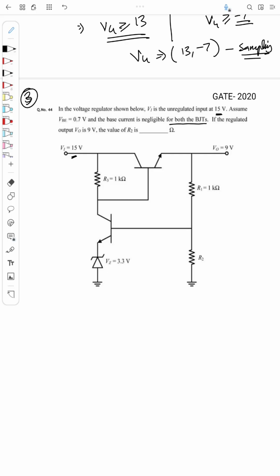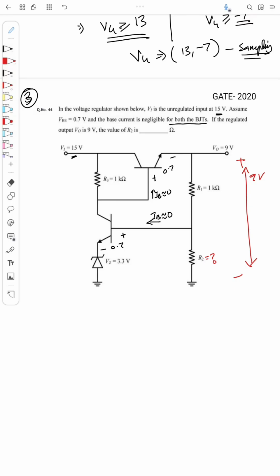So for both the BJTs, VBE is 0.7. So here it is 0.7 volt, and here also 0.7 if it is on. And the base current is negligible, so which means the base current is almost 0, right? So IB is approximately equal to 0. That's what we are asked to assume. If the regulated output voltage V0 is 9 volt, the value of R2 is, so I need to find the value of R2, given the output voltage is 9 volt.